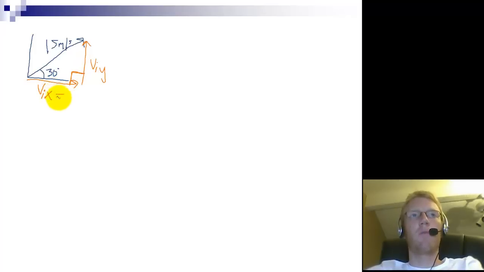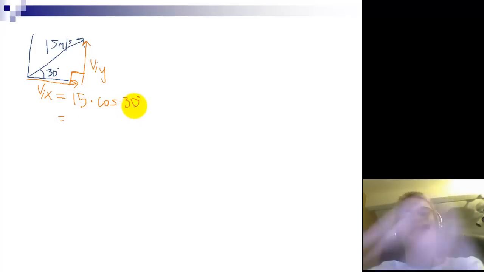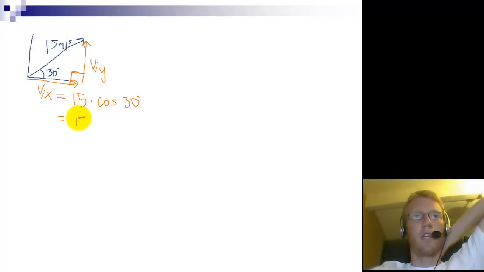So the x component is adjacent to the angle right here. So it's going to be the hypotenuse, which is 15, times cosine of the angle, cosine of 30 degrees, is the adjacent. Now you can use the calculator, or if you remember that cosine of 30 is root 3 over 2, you can just plug that in, 15 root 3 over 2. I'll just write that since I don't have my calculator with me. Okay, so that's my x component.